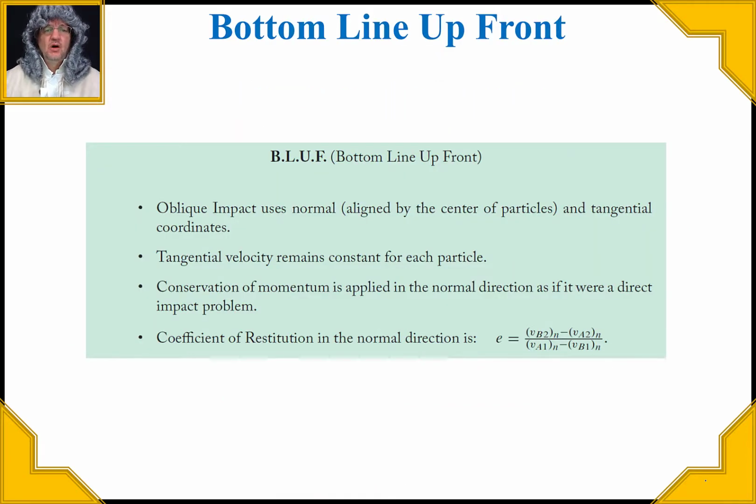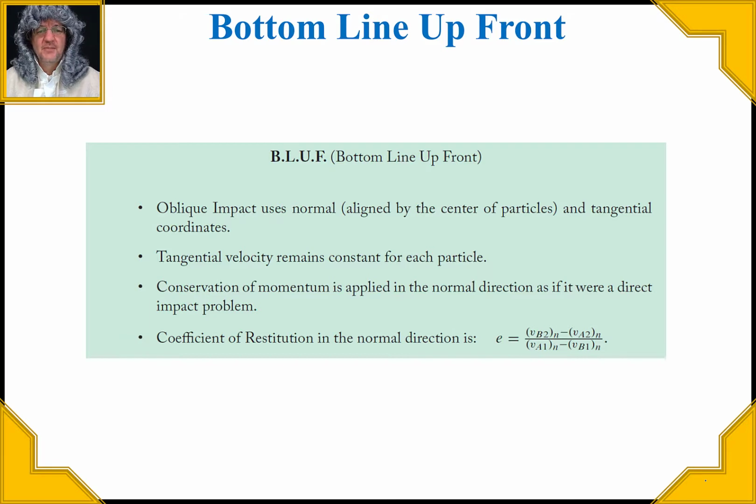All right, so Oblique Impact uses a normal coordinate that is aligned with the center of the particles and a tangential coordinate which is perpendicular to that normal coordinate axis. That definition allows us to take the normal direction and treat it just like it's a central impact, just like we had in the previous class, and in the tangential direction, the velocity of each particle actually remains the same.